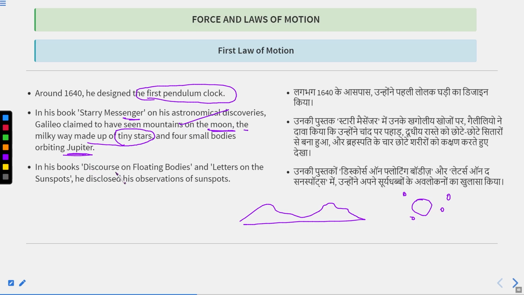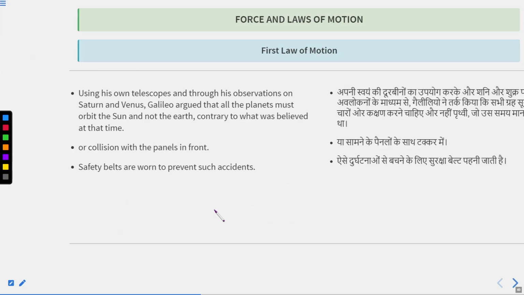In his book Discourse on Floating Bodies, and later on the sunspots: we all know that on our sun there are dark spots, which we call sunspots. They were first seen by Galileo Galilei, and from his observation of sunspots he discovered that the cycle of the sunspot is 11 years. This is the small information about Galileo Galilei.